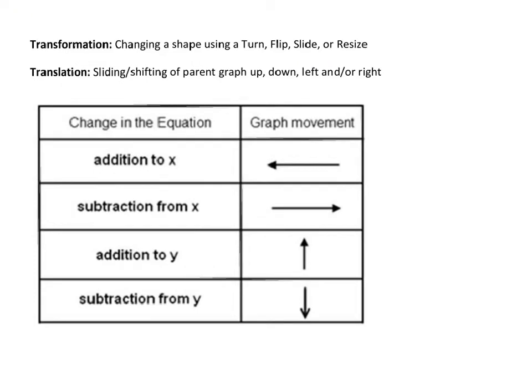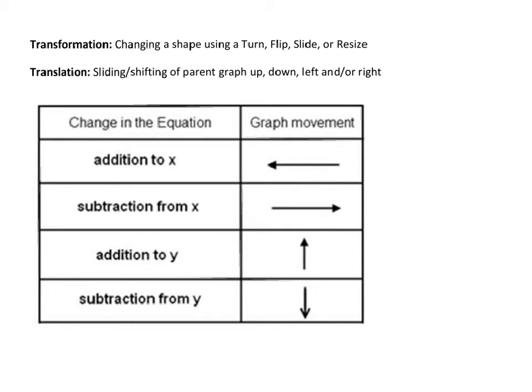But like I said, once we have our parent graphs, all the other graphs in that family of functions just have transformations done to them. There are different types of transformations, but the main one we're looking at today is a translation, which is just sliding or shifting of the parent graph up, down, left, and or right.